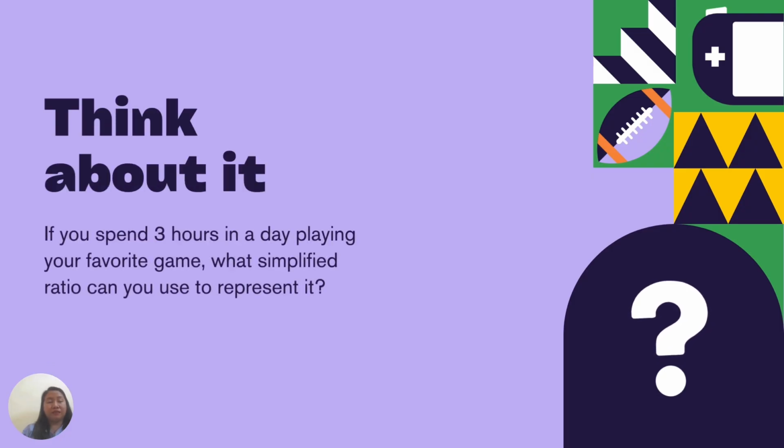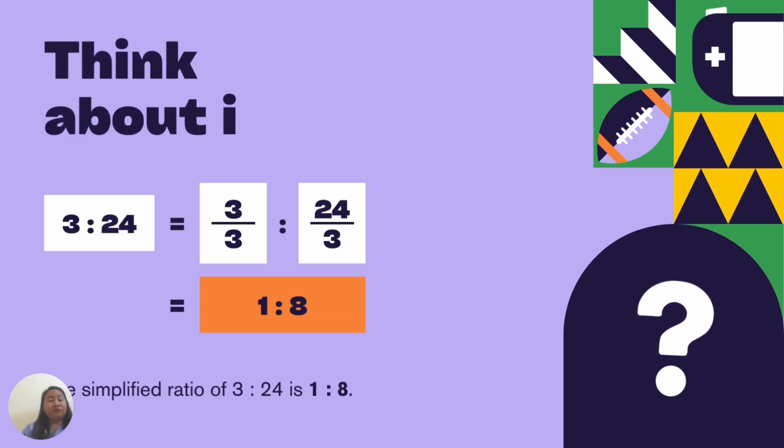Think about it. If you spend 3 hours in a day playing your favorite game, what simplified ratio can you use to represent it? Do you have an idea? That's right. So we have 3 is to 24. 3 is the hours you spent playing games, and 24 is equivalent to 1 day or 24 hours.